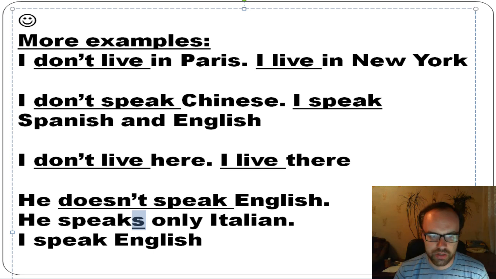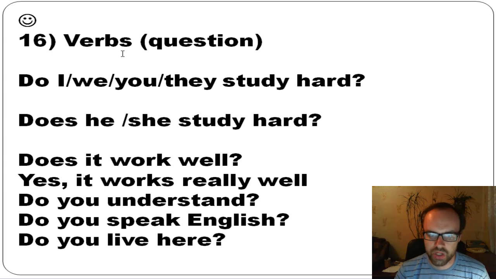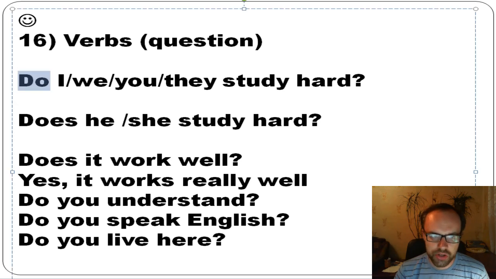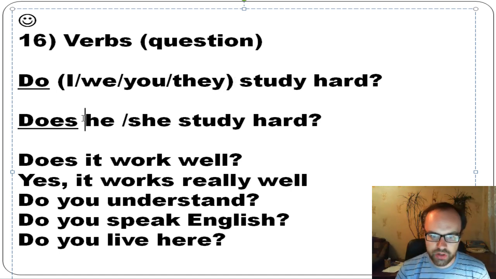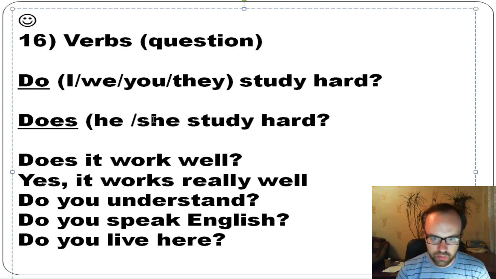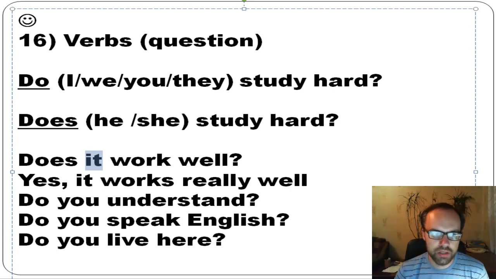Well, how to ask a question? So verbs in questions. It's easy. You start with do or does. If you have I, we, you, they, you use do. If you have he, she, or it, you use does. And then you use a verb.